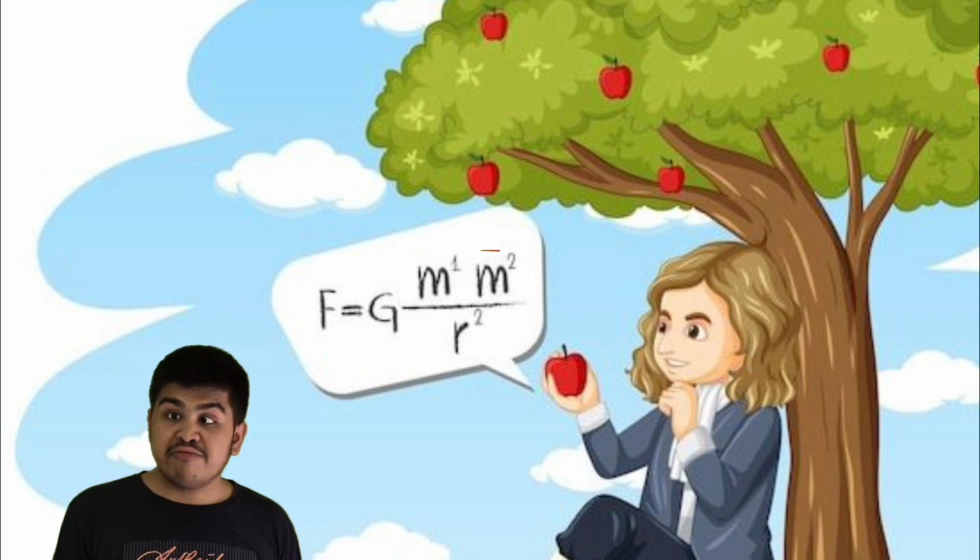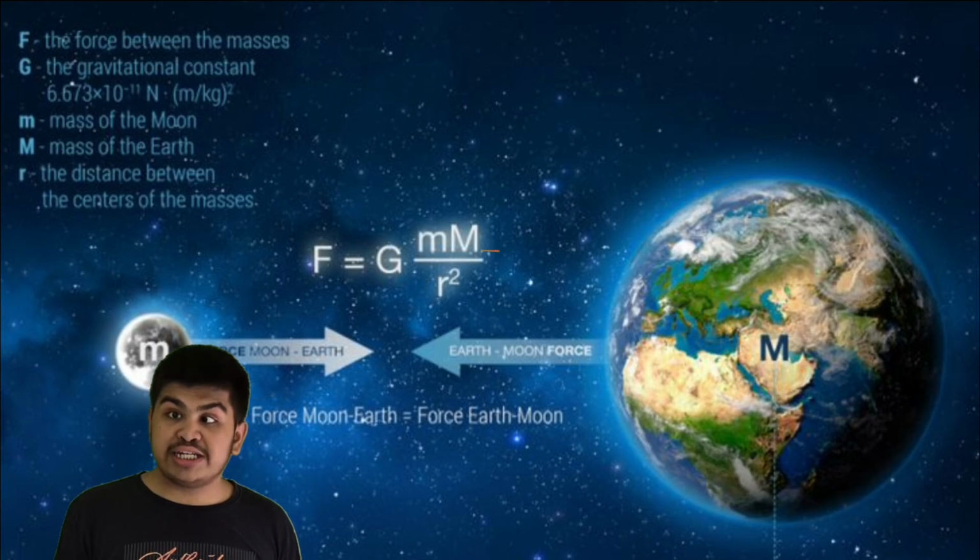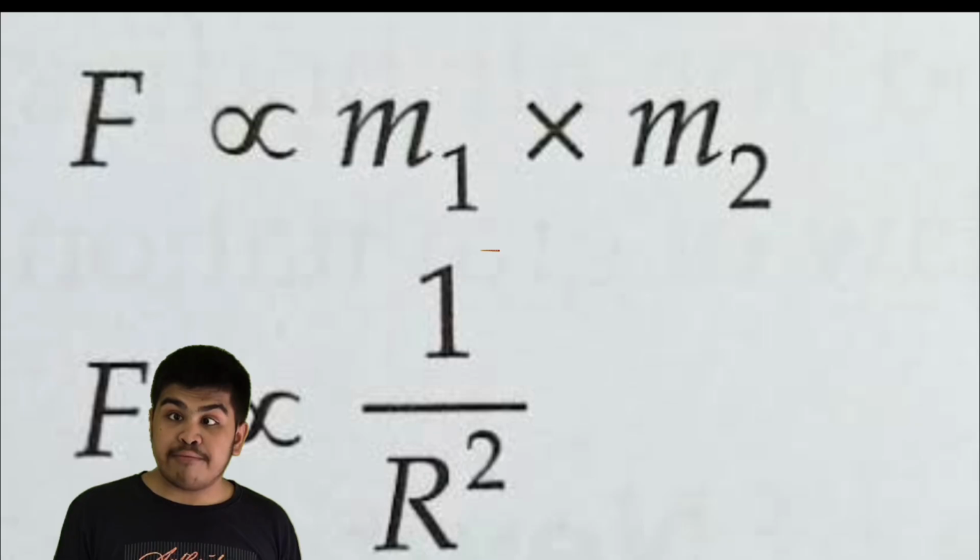Now we will see the universal law of gravitation. This law states that everything in this universe attracts every other thing with a force which is directly proportional to their masses and inversely proportional to the square of the distance between them.